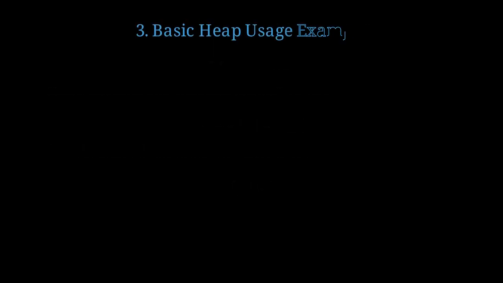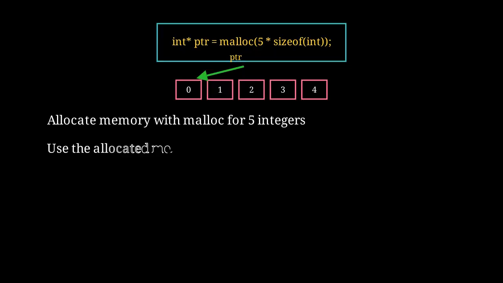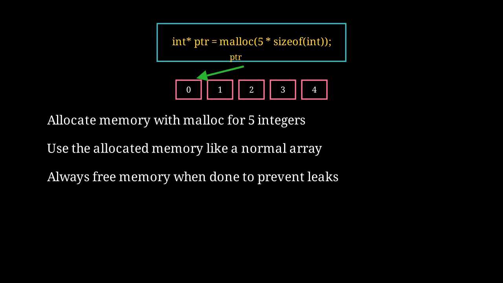Let's see how to use heap memory with a practical example. Here we allocate space for 5 integers on the heap. The pointer ptr now points to the first element of this array. We allocate enough memory for 5 integers using malloc and the sizeof operator. Once allocated, you can use this memory just like a regular array, accessing elements with index notation. When you're finished with the memory, you must call free to prevent memory leaks.